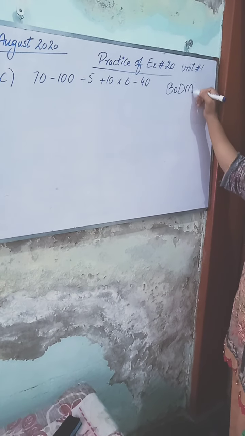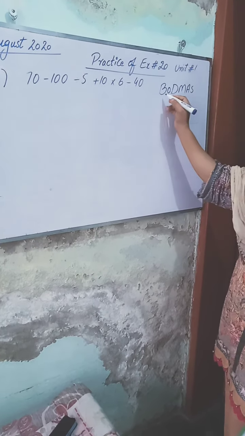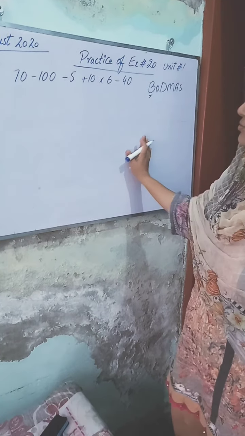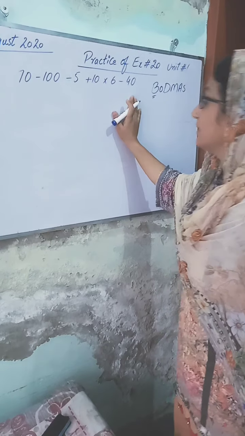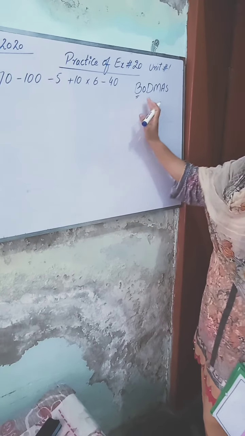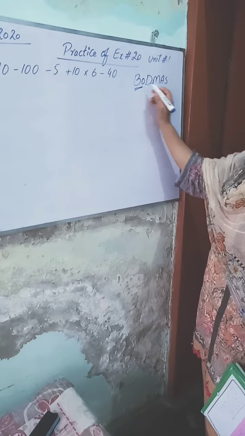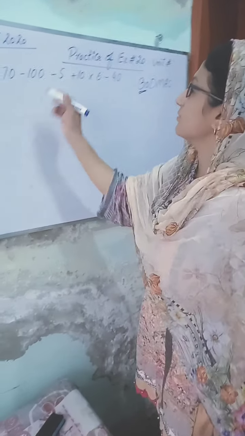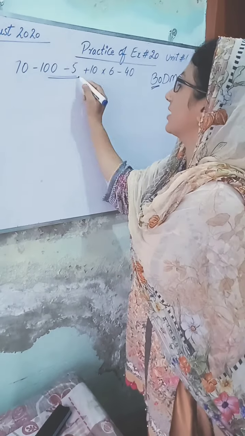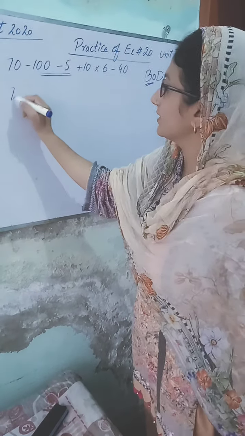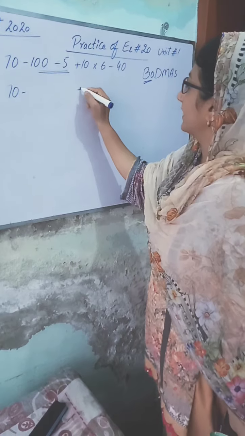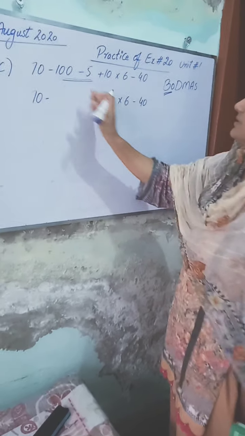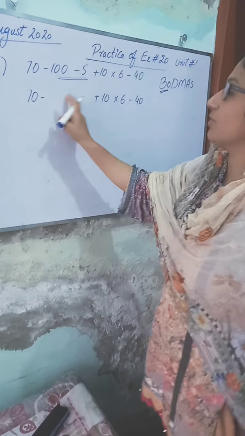So students, according to board math, first of all we will solve the bracket. As you know, students, there is no bracket here, so this concept will be closed here. Now after that, the first one is division. Where is the division? The division is in between 100 and 5. So all the other numbers exist the same as they are, but the answer of these two numbers will be written here.